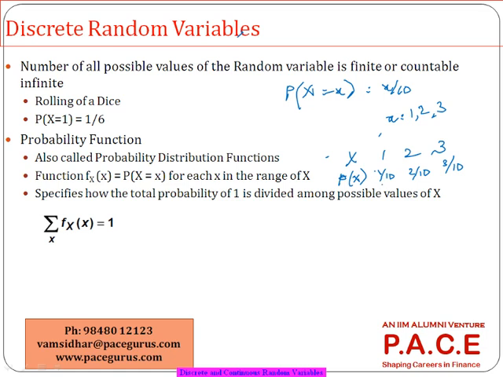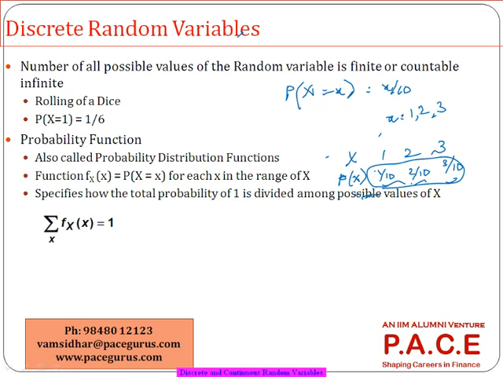Now, the rule: each probability should be between 0 and 1, which is met. The sum of all the probabilities should be equal to 1, which is not the case. 1 by 10 plus 2 by 10 plus 3 by 10 is 6 by 10, which is not equal to 1. So the sum of all probabilities is not equal to 1 in this case, which means this is not a probability distribution. So though we are seeing it in this kind of a form, we can very well say that this is not a probability distribution function.